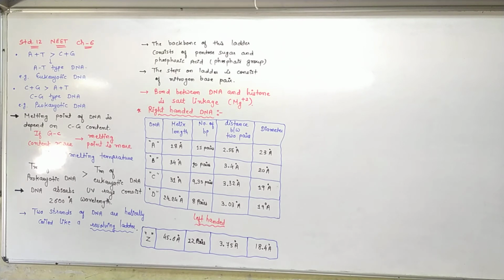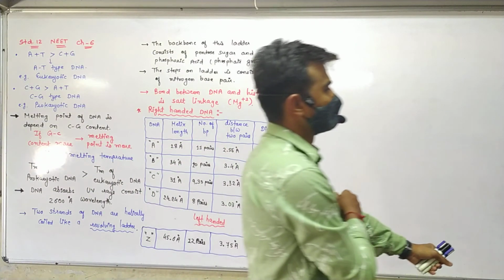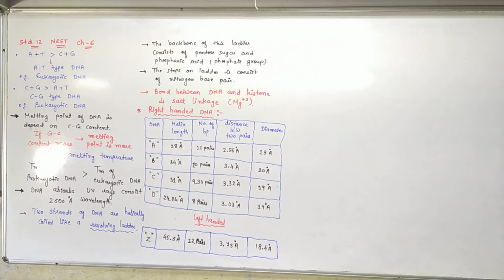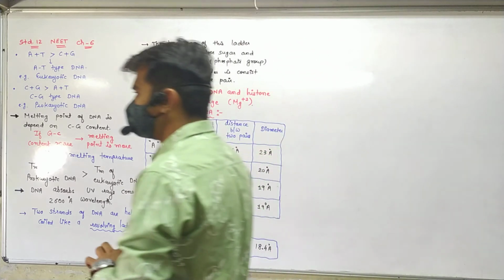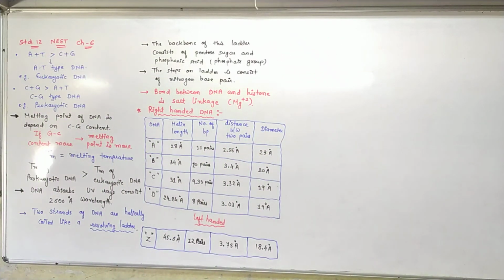Now, packaging of the DNA helix, quick revision. You know that the distance between the two successive nitrogen base pairs is 0.34 into 10 raised to minus 9 meter. Another way we say that is 3.4 angstrom.